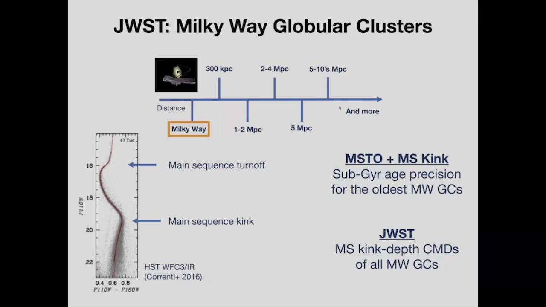This kind of inflection in the color magnitude diagram at this point is due to a change in opacity in the atmospheres of low mass stars. And it's very metallicity sensitive. So between the age information provided by the main sequence turnoff and the metallicity information provided by this kink, we can start to measure the ages of ancient globular clusters to sub-Giga-year age precision.